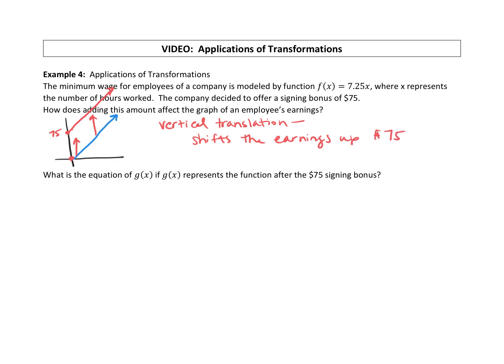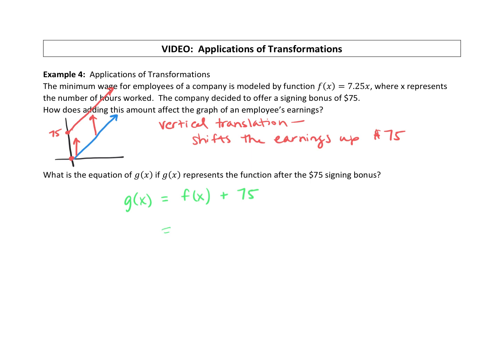So anytime that you guys have a vertical translation, we add or subtract the entire function by that amount. So it says, what is our equation g of x if g of x represents the function after the $75 signing bonus? So our g of x function would be, let's take our f of x function, what we're paying per hour, and we're going to add $75 on the end. So that adding $75, that is our vertical translation.